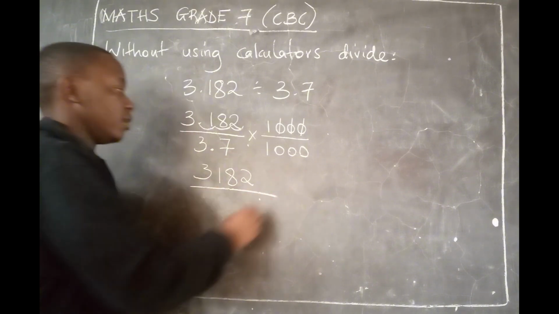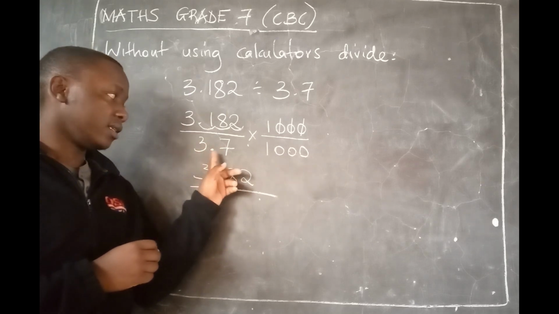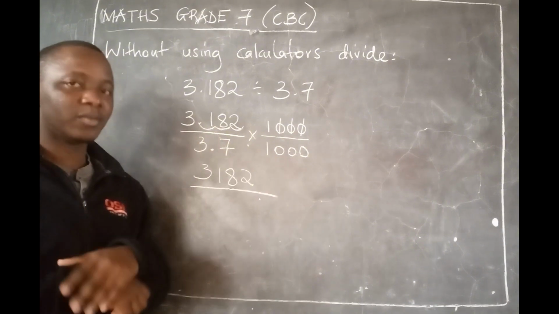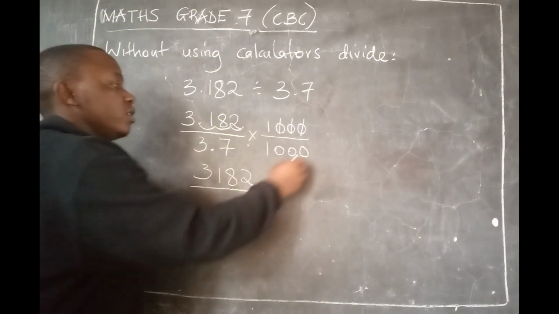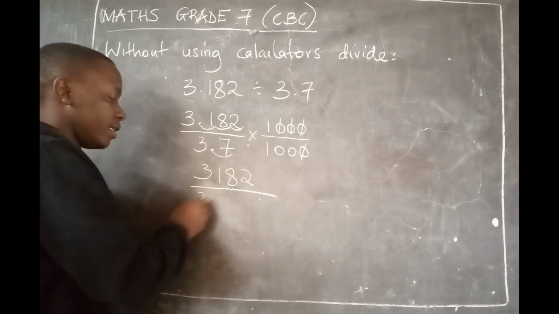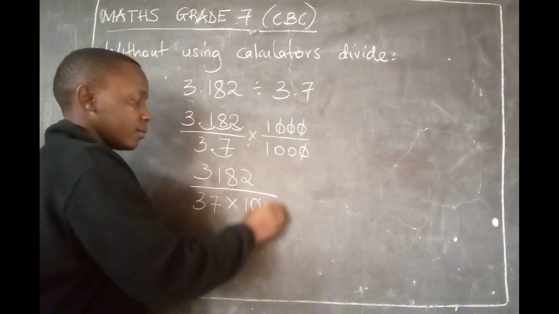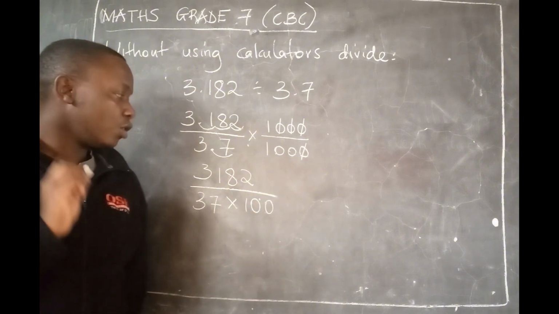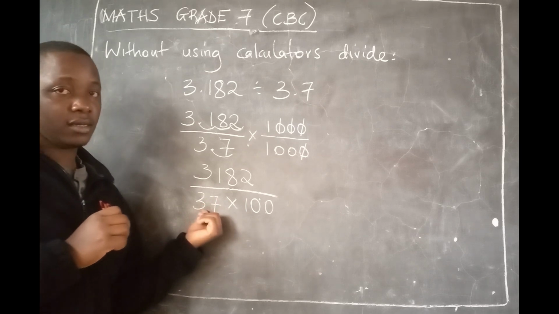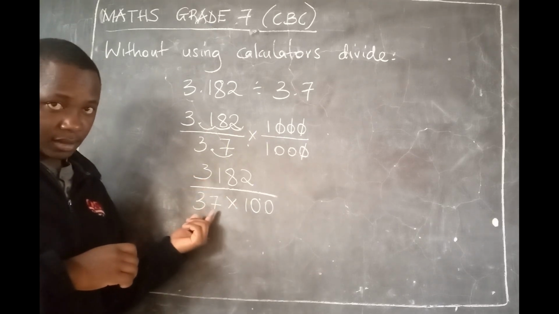This one, we only have 1 decimal place. And because we only have 1 decimal place, I'll use only 1 zero to remove that decimal place. So this one remains as 37, then times 100. Do not say 3700, because we want to divide this and this. Okay. Now the next step is dividing this and this.